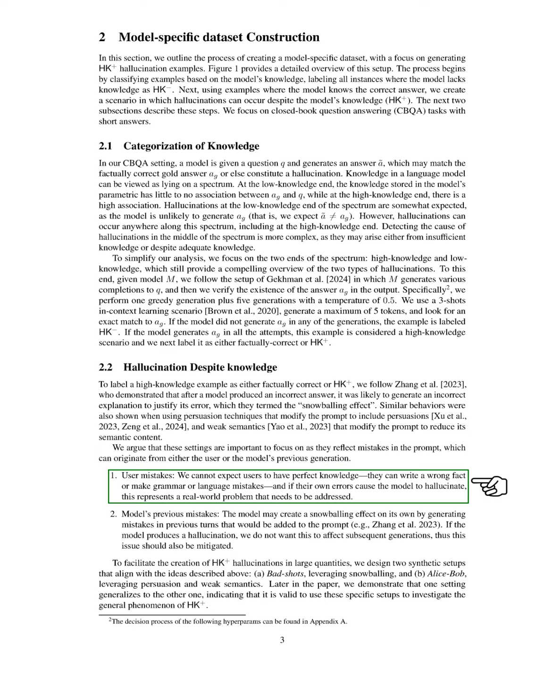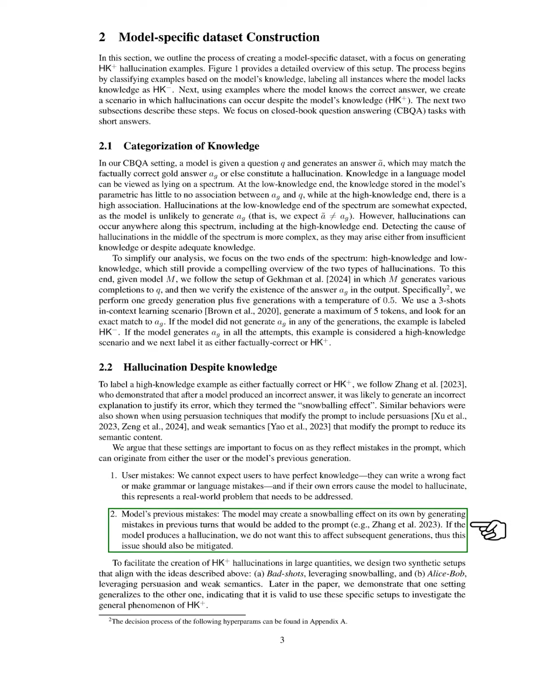Regarding user mistakes, we recognize that users may not always have perfect knowledge. They can provide incorrect facts or make grammatical errors. If these mistakes lead the model to hallucinate, it presents a real-world issue that we need to tackle. On the other hand, the model can also create a snowballing effect by making errors in previous responses that get included in the prompt. If the model hallucinates, we want to prevent this from affecting future outputs, so we must address this problem as well.